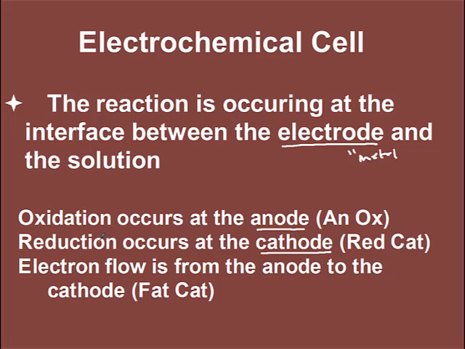Oxidation occurs at the anode. Reduction occurs at the cathode. So one way of remembering is we have unox and red cat. I can never remember who's red, the ox or the cat, so I remember it as the vowels go together and the consonants go together. So A and O and R and C. Unox, red cat. And then electrons always flow from anode to cathode. So fat cat. From anode to cathode.